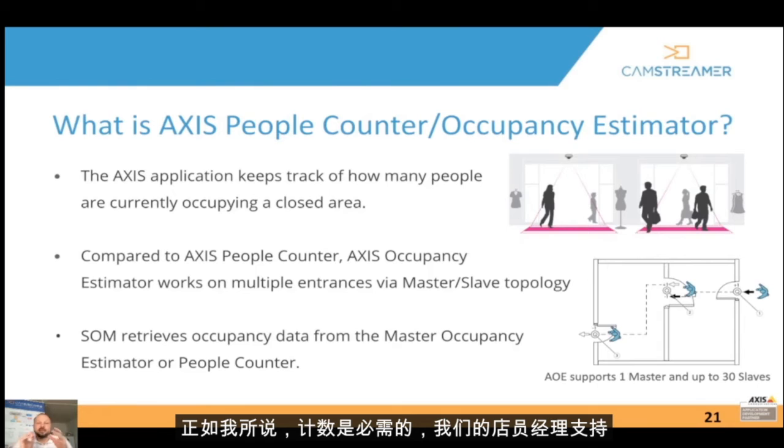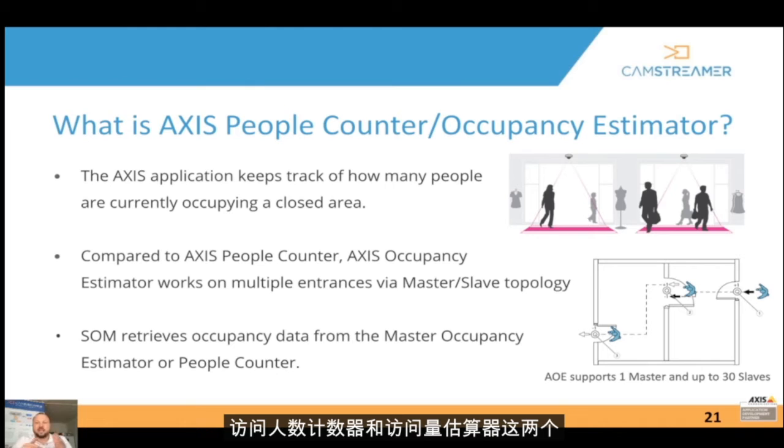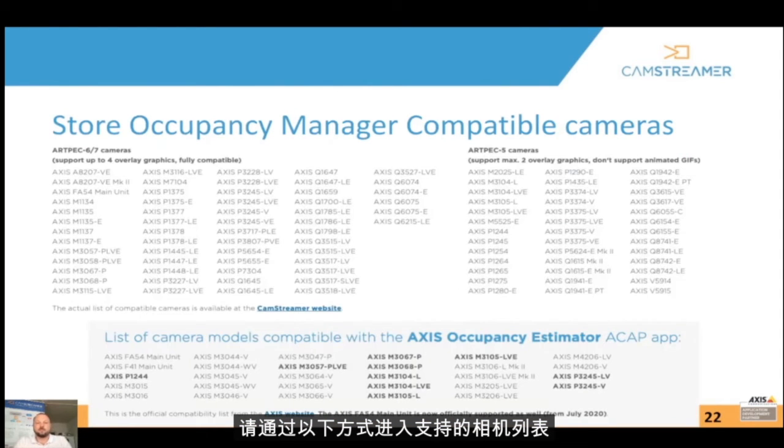As I said, counting is required. Our Store Occupancy Manager supports AXIS People Counter and AXIS Occupancy Estimator. These two apps can manage the current real-time occupancy, and therefore our app is just asking these apps for the current number of people inside the store, and compared against the threshold, switches on the graphics: it's full, or please wait, or come in.